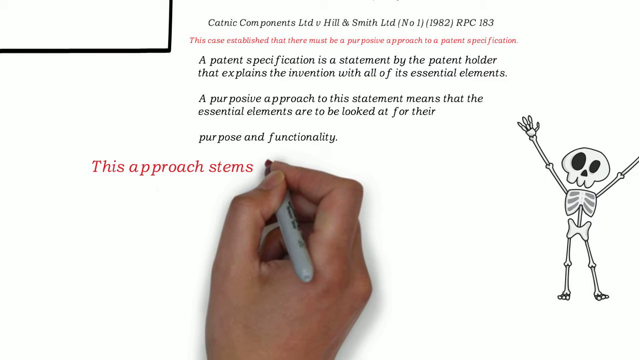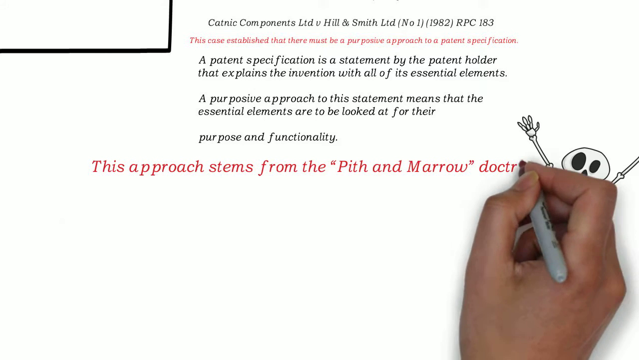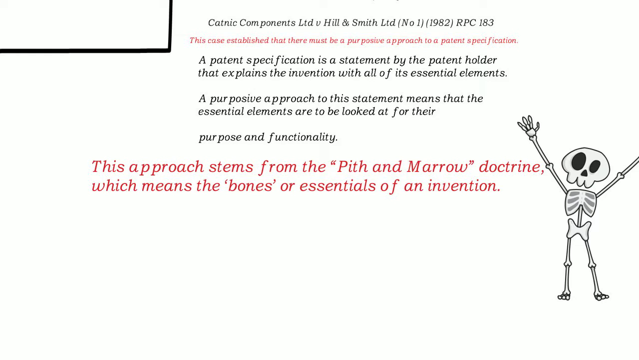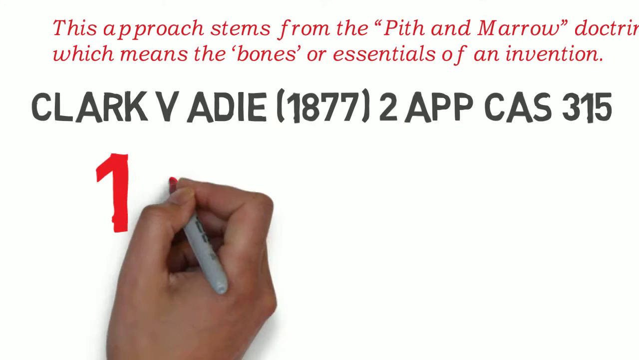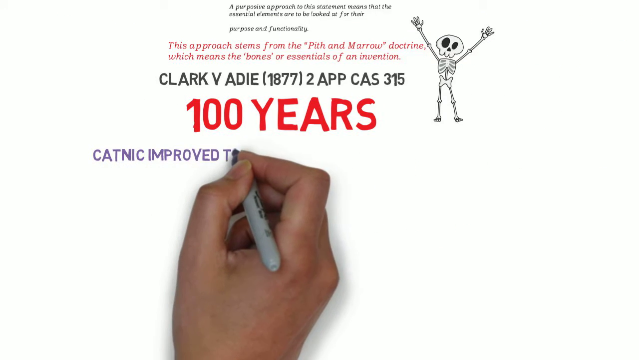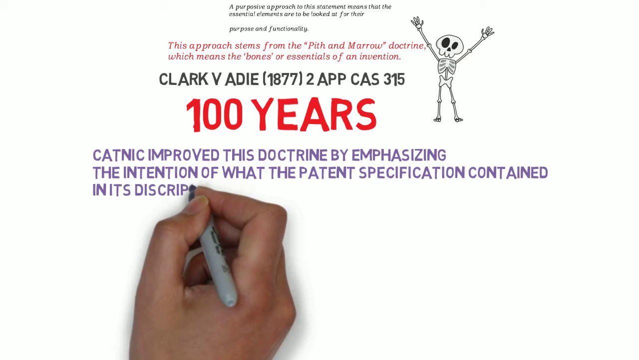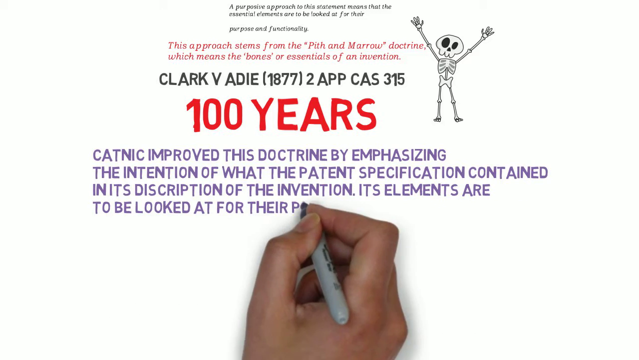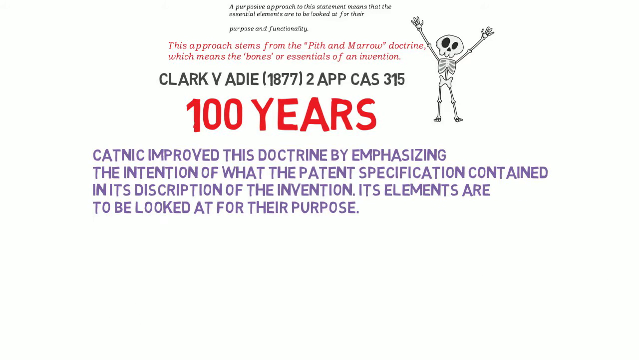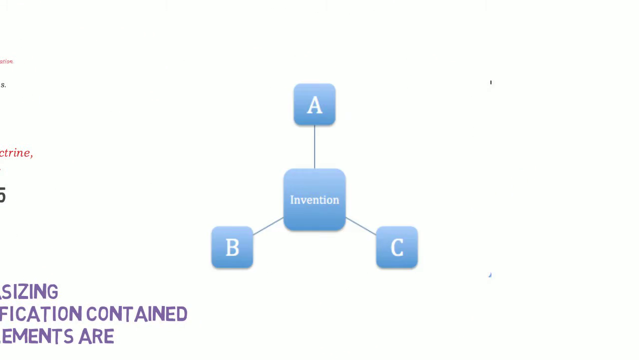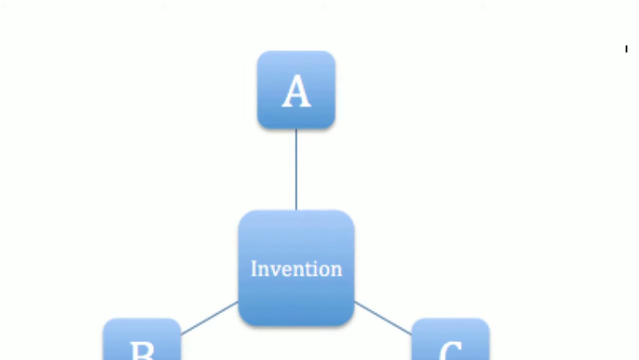This approach stems from the pith and marrow doctrine, which means the bones or main structure of an invention. This doctrine was introduced 100 years before Catnic from the case of Clark and Addy. Catnic improved this doctrine by emphasizing the intention of what the patent statement contains in its description of the invention and its elements' functions. The essential integers or elements of an invention was affirmed by the case of Populin, which further added that the context must be added to the functions of the element.